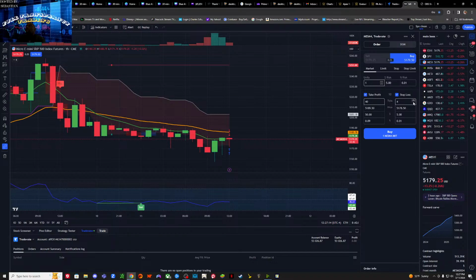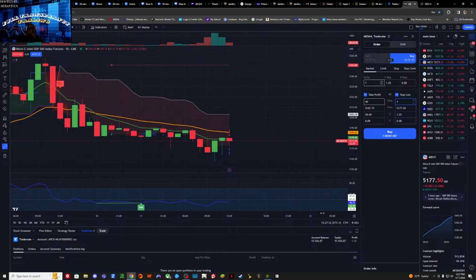Or 1.25. Let's put this to 1. Okay, so each tick, one tick, is $1.25. Let's say I only wanted to lose $1.25. That would count as my one trade for the day. I lose $1.25. I'm done for the day. I've got $5 in leeway to work with, which is why I'm trading micros.